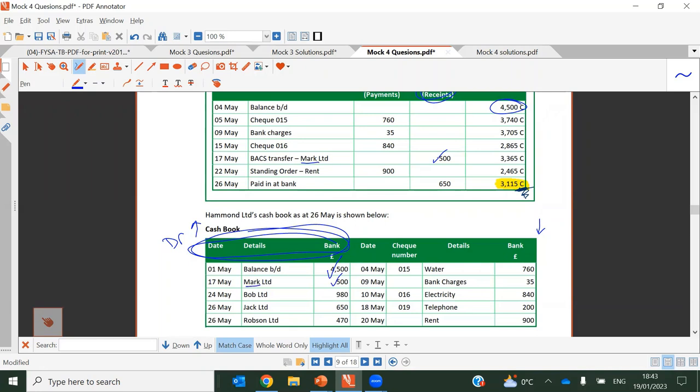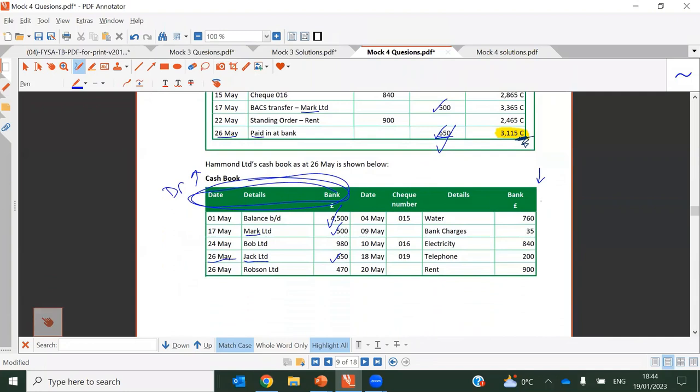The next thing we can see is that on the 26th of May, some monies have been paid in at the bank, £650. And again, 26th of May, I can see it was from Jack Limited, £650 has been paid in. So I can tick that off. So I'm happy that I have accounted for all of the items that are shown on the bank. But in the cash book here, I can see I have not accounted for £980 from Bob Limited or £470 from Robinson's Limited. Now, what could that be?